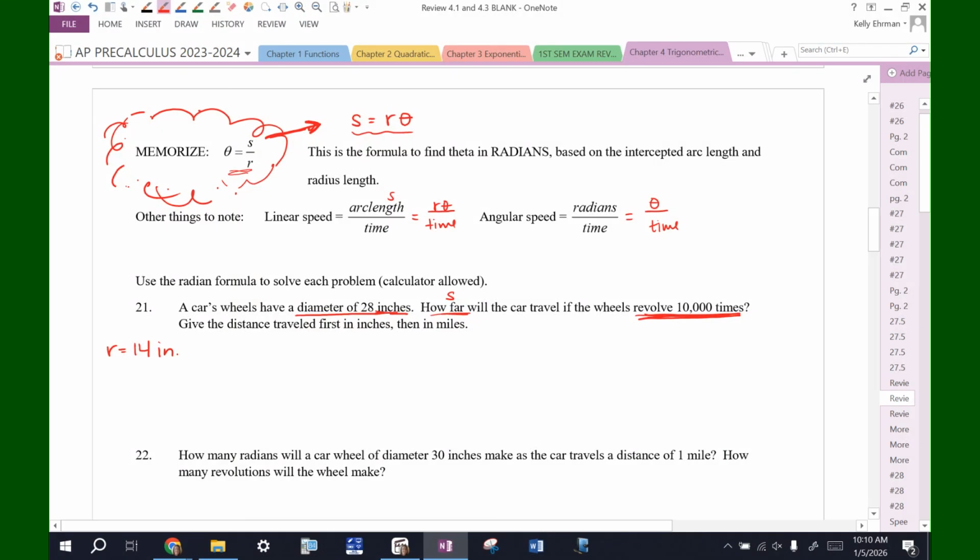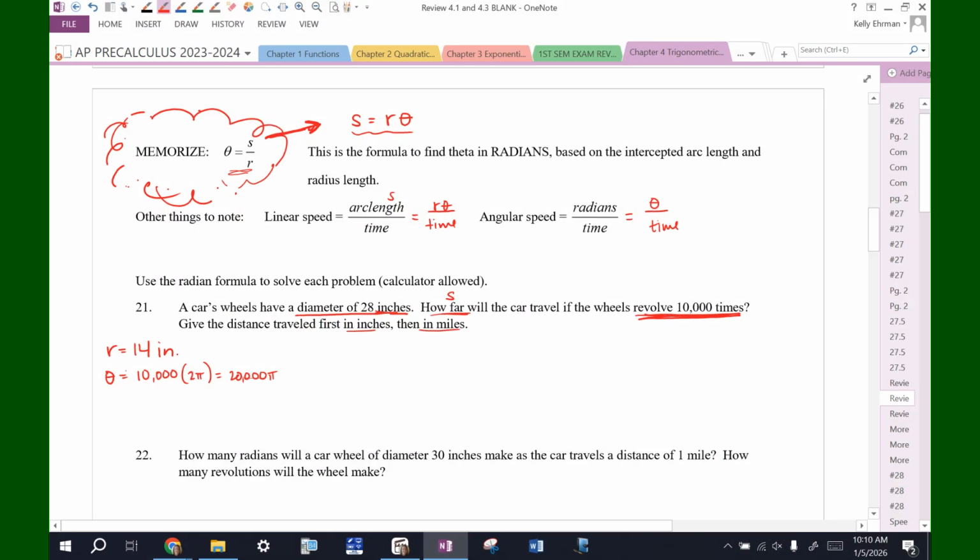That doesn't mean that we have 10,000 radians. It means that theta is 10,000 full circles, 10,000 times 2 pi. So theta is 20,000 pi. Give the distance traveled first in inches and then in miles. This is radians, so remember radians don't really have a unit. It's just a ratio between two numbers. So there are no units on this.